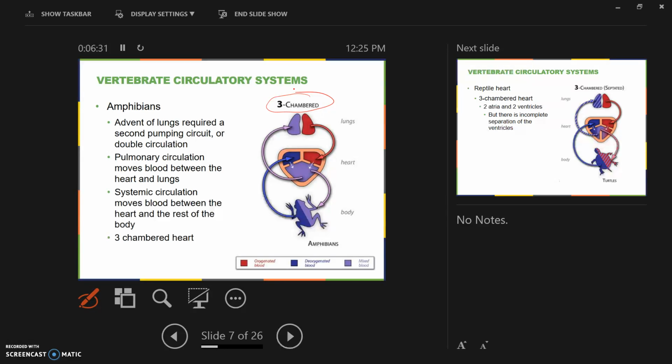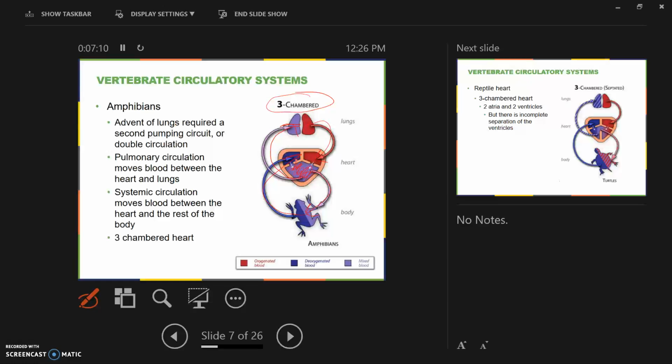And so what happens is the blood from the heart is pumped, well, first of all, in the ventricle, since it's only one single ventricle, the oxygenated blood from the lungs and the deoxygenated blood from the body systems mixes. And that blood is pumped to the lungs to pick up oxygen, back to the heart, and then again, it is pumped from the heart to the body systems, and then back to the heart again.